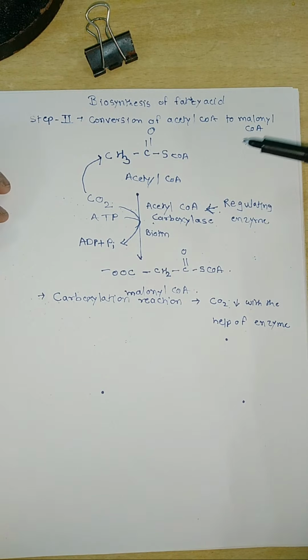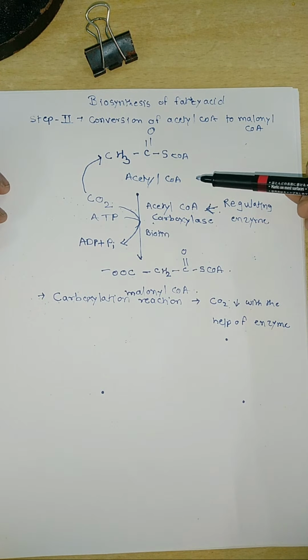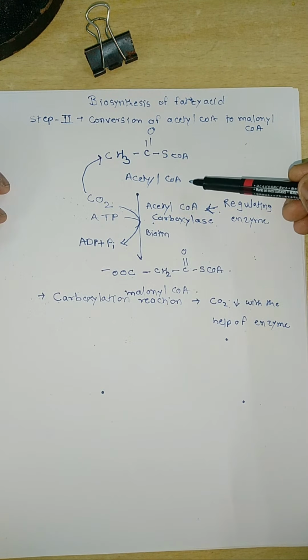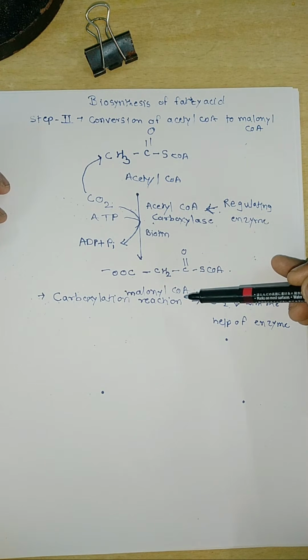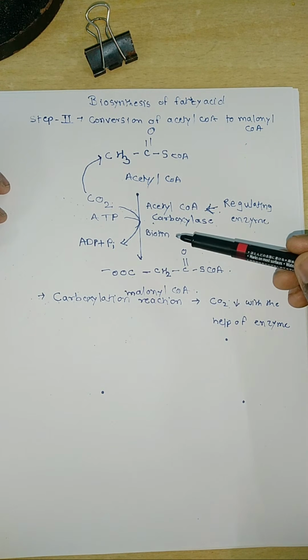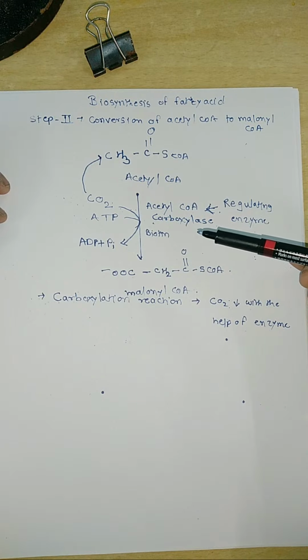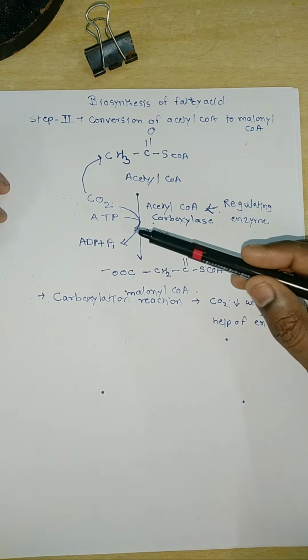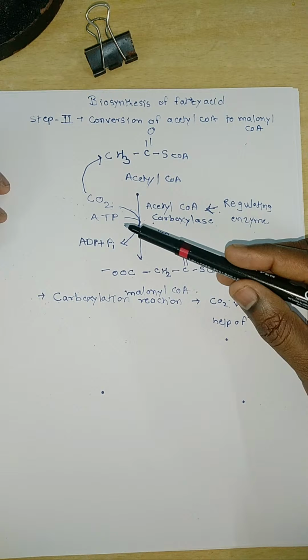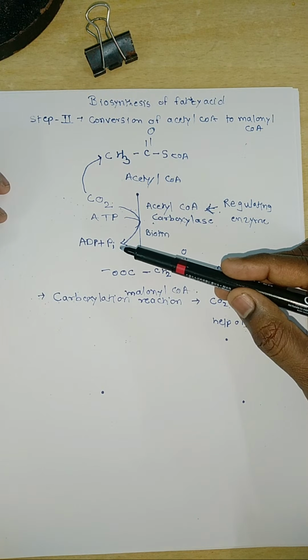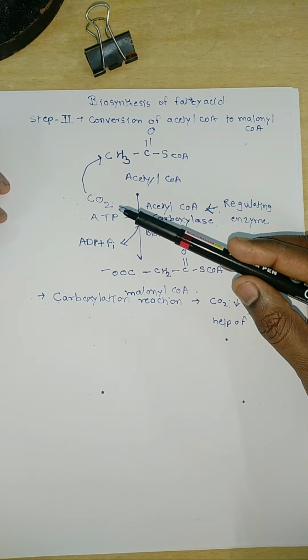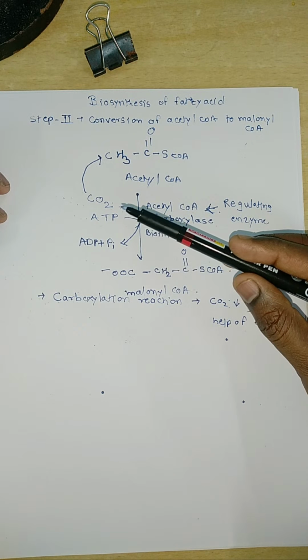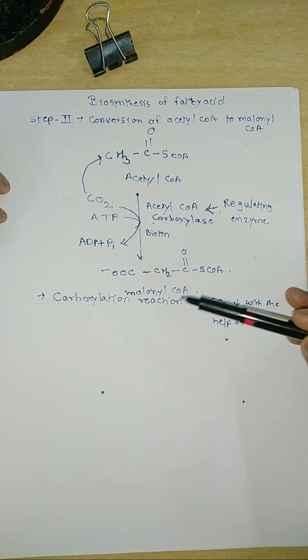This is your second step. It is a purely carboxylation reaction. So this acetyl CoA is converted into malonyl CoA in the presence of acetyl CoA carboxylase and biotin. ATP is used as an energy source, and this ATP is converted into ADP plus Pi. In this carboxylation reaction, carbon dioxide is fixed, forming the product malonyl CoA.